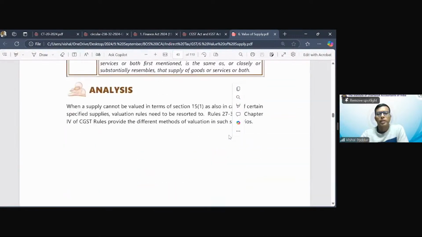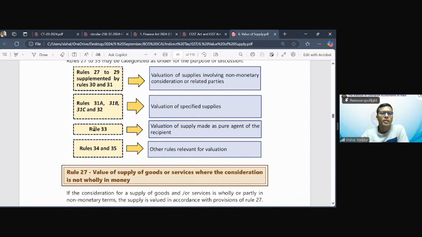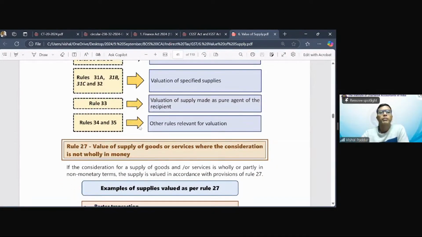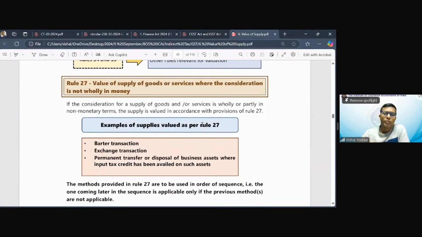Okay. Now, how our module has analyzed, it has categorized these rules. What does it say? Rule 27 to 29, which is supplemented by 30-31, because in all these rules you will find the reference of 30-31. The valuation of supply involving non-monetary consideration, or where the transaction is with related parties. So this is basically covered in 27 to 29. Then 31A, B, C, and 32 deal with valuation of specified supplies. 33 deals with valuation where you are acting as a pure agent, and 34, 35 are other rules relevant for valuation. Fine. So all this is the broad overview. Let us go to the detailing.